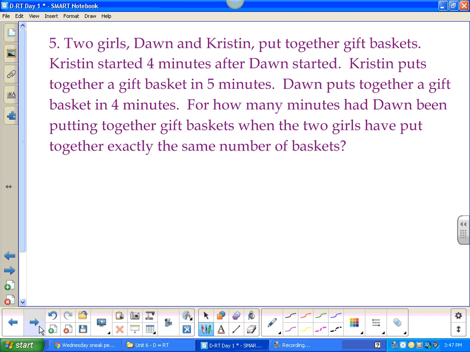Two girls, Dawn and Kristin, put together gift baskets. Kristin started 4 minutes after Dawn started. Kristin puts together a gift basket in 5 minutes, and Dawn puts together a gift basket in 4 minutes. How many minutes had Dawn been putting together gift baskets when the two girls had put together exactly the same number of baskets?